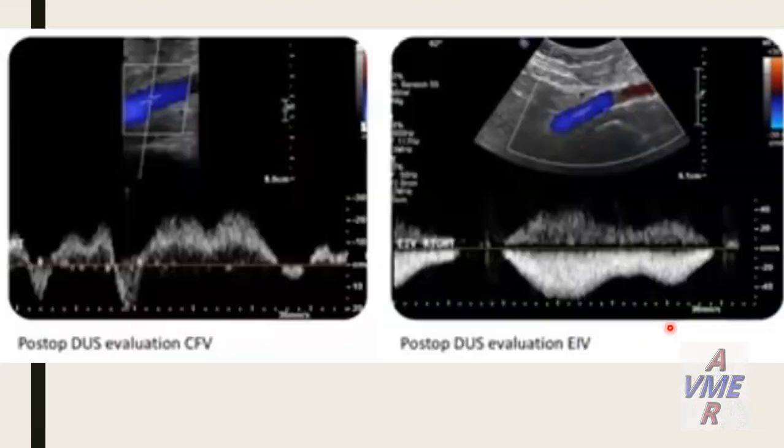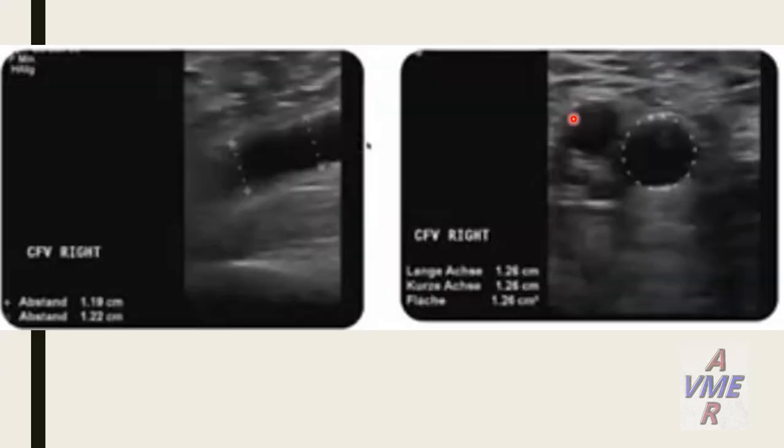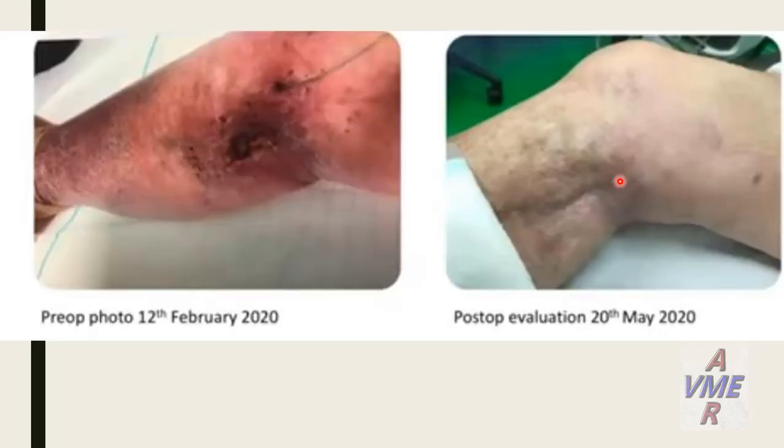And this is the post-operative ultrasound evaluating the common femoral vein and evaluating the external iliac vein. This is also ultrasound postoperative, and is the final outcome of healing of the ulcer.